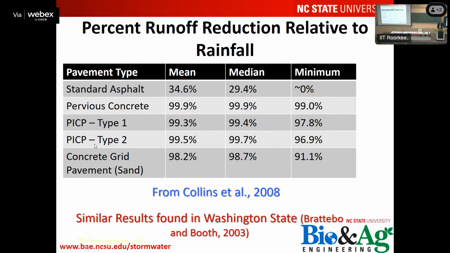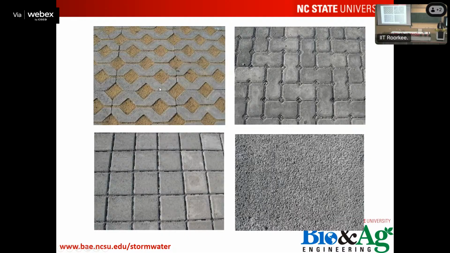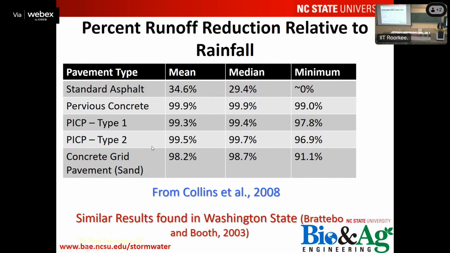And you can see that statistically speaking, the concrete grid pavement filled with sand, this one, did the worst, but also, I mean, 98% runoff reduction. That's pretty good, right? So they all worked about the same. One was a little bit worse, but they all worked about the same.